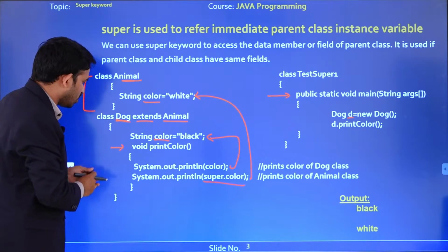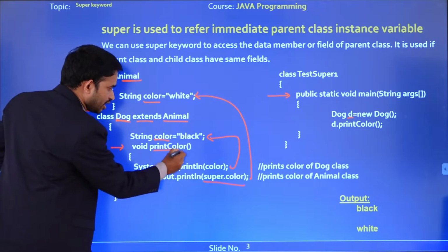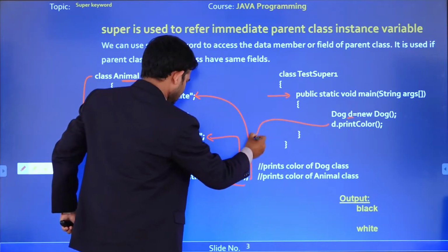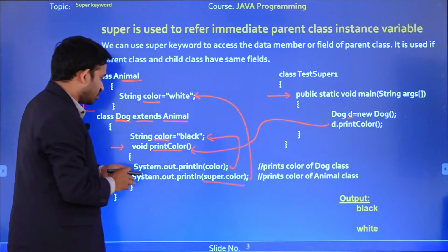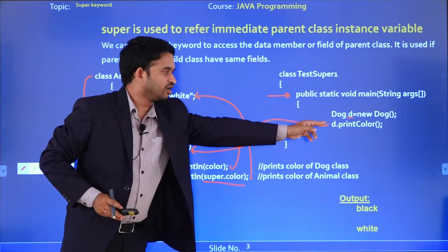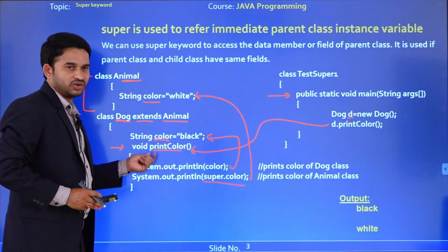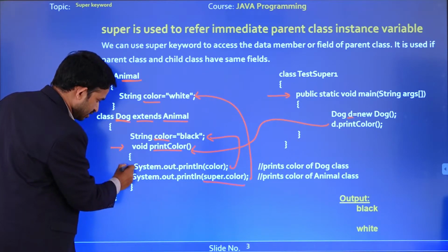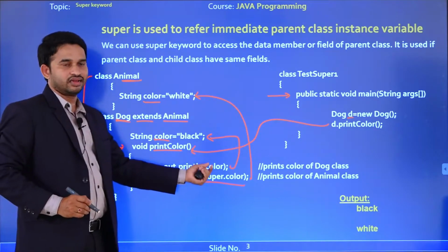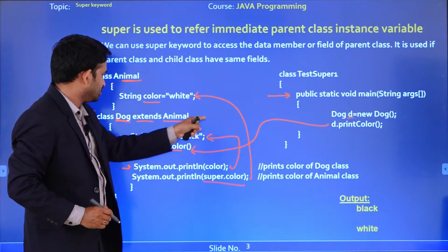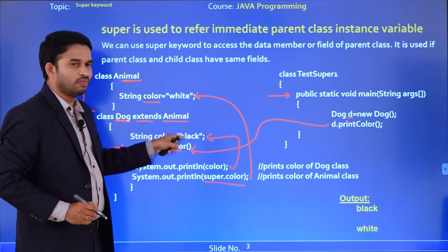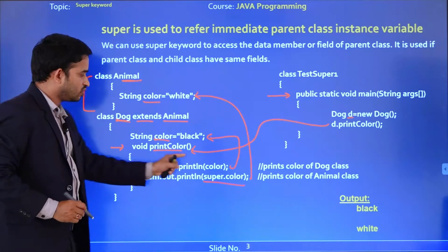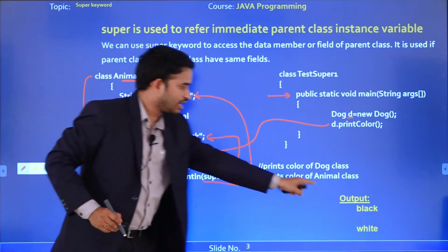So inside this Dog subclass, here we have printColor. After calling this one, it refers to this printColor. So d.printColor() means it calls the particular method of this Dog subclass. What is the first statement here? System.out.println(color). So color refers to what? This color, String color = black. Why? Because here it is a local variable of the particular class. So what is the output here? Black. So black is printed.